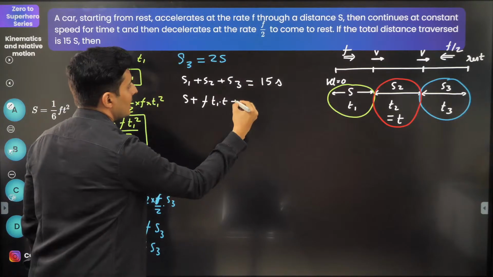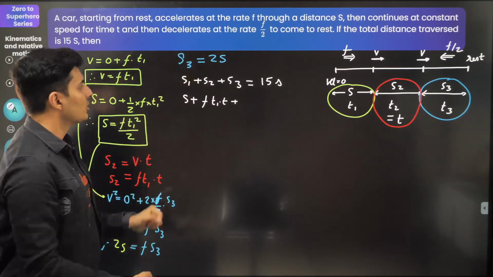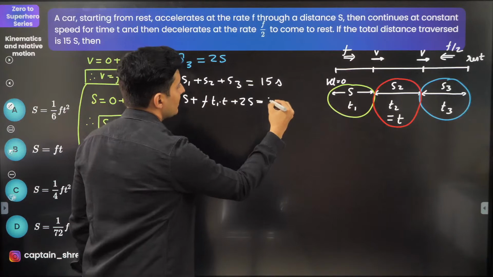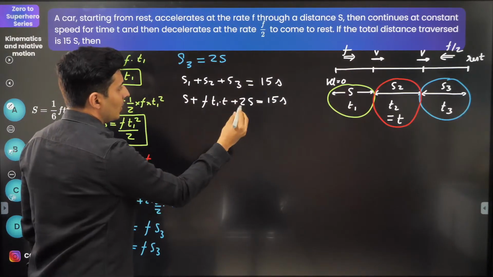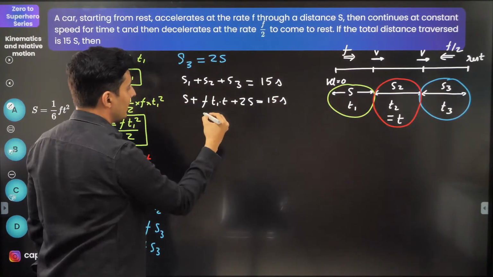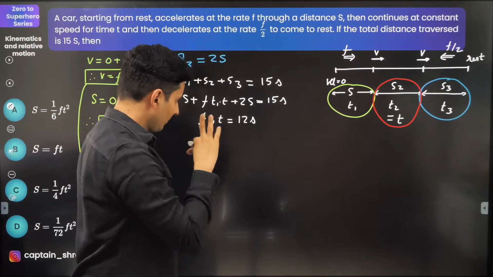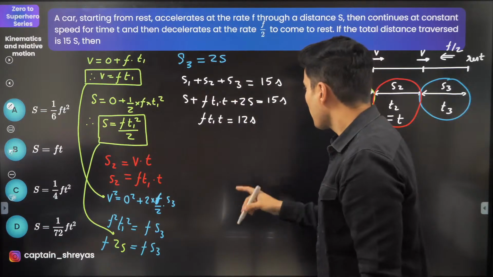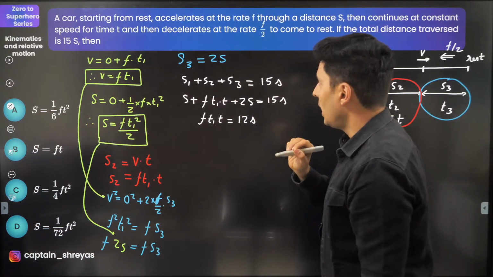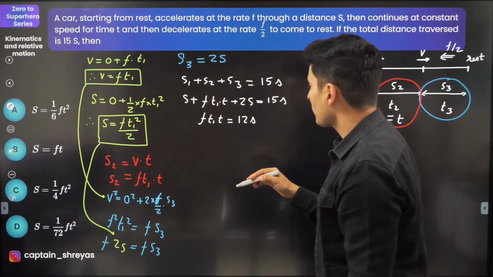Ft1 into T, S3, I just got it as 2s. So just put 2s is equal to 15s. Now s plus 2s is 3s. It goes there. So Ft1 into T will just become 12s. Okay, fair enough. So I got this. I have a few more things.